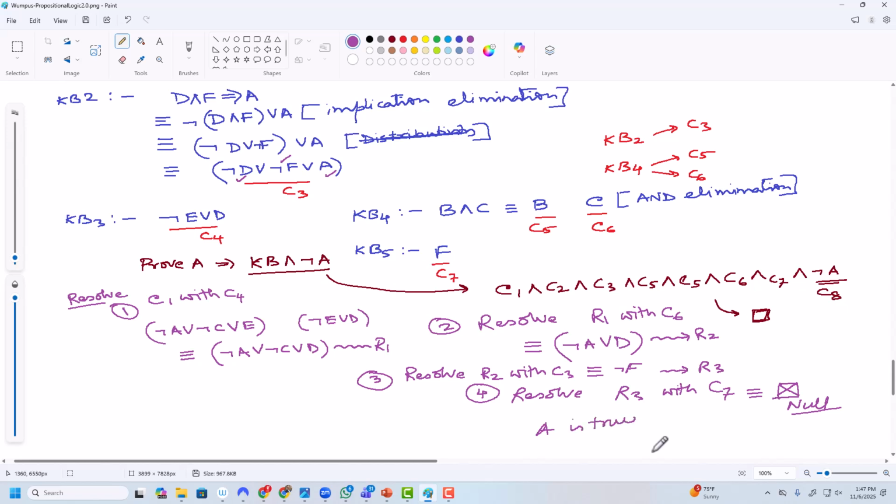So if A is true, that means from the knowledge base we are generating this. So KB entails A, because the definition of entailment is that whatever we derive from there must be true. So that's soundness, and this way we proved KB entails A.